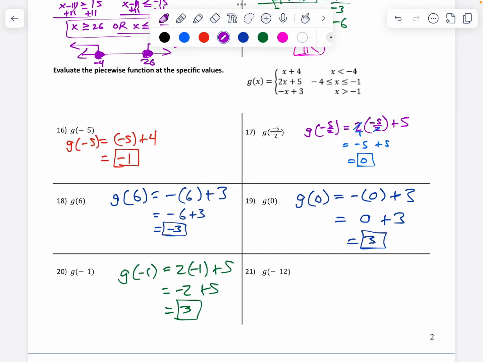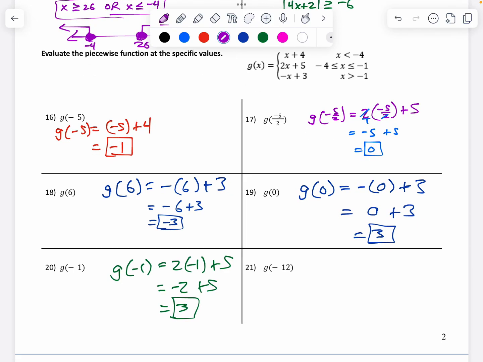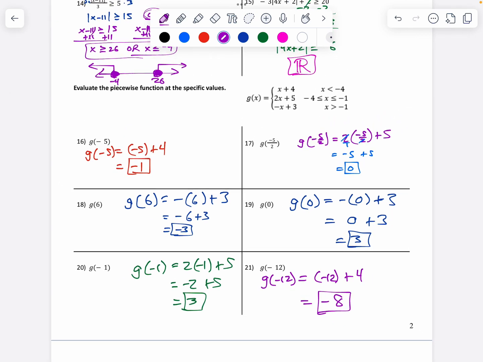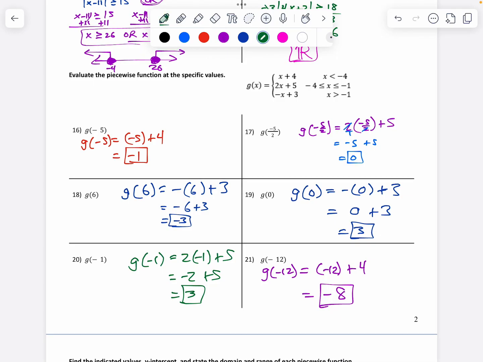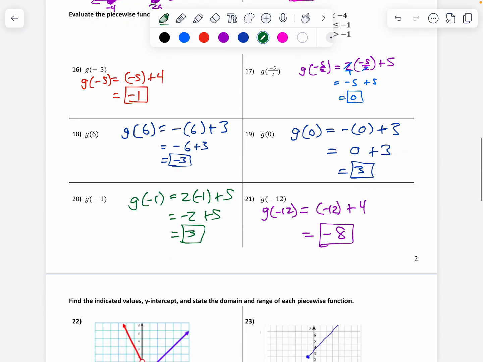And so finally, -12. -12 is obviously the least number we've had, so we have less than -4. So g of -12 is going to use that top one, blank plus 4. So -12 plus 4, do the math there, and that's -8. Okay, so that is function notation, piecewise functions. So on to the next part.